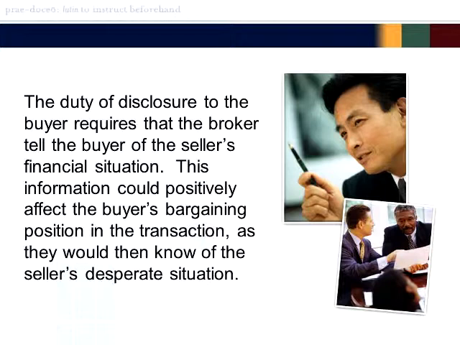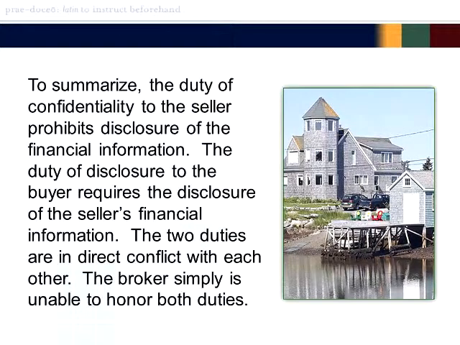This information could possibly affect the buyer's bargaining position in the transaction, as they would then know of the seller's desperate situation. To summarize, the duty of confidentiality to the seller prohibits disclosure of the financial information. The duty of disclosure to the buyer requires a disclosure of the seller's financial information. The two duties are in direct conflict with each other. The broker simply is unable to honor both duties.